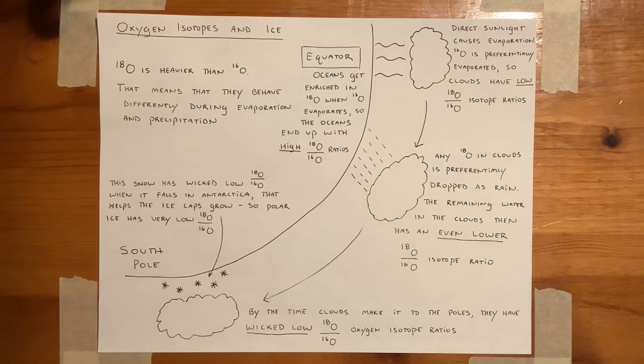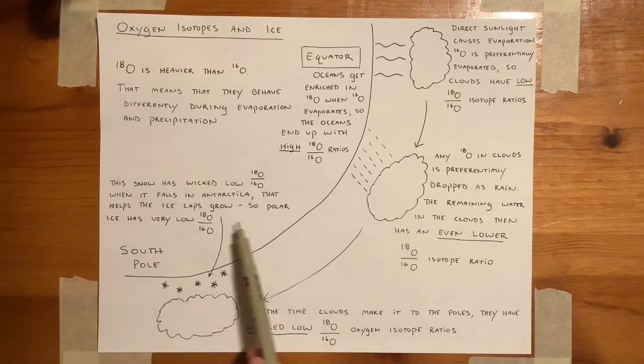Now that's really important because when snow falls at the South Pole, it lands on the ice sheets in Antarctica, right? And so that snow that has a very, very low 18 to 16 oxygen isotope ratio ends up getting locked up as ice in Antarctica.